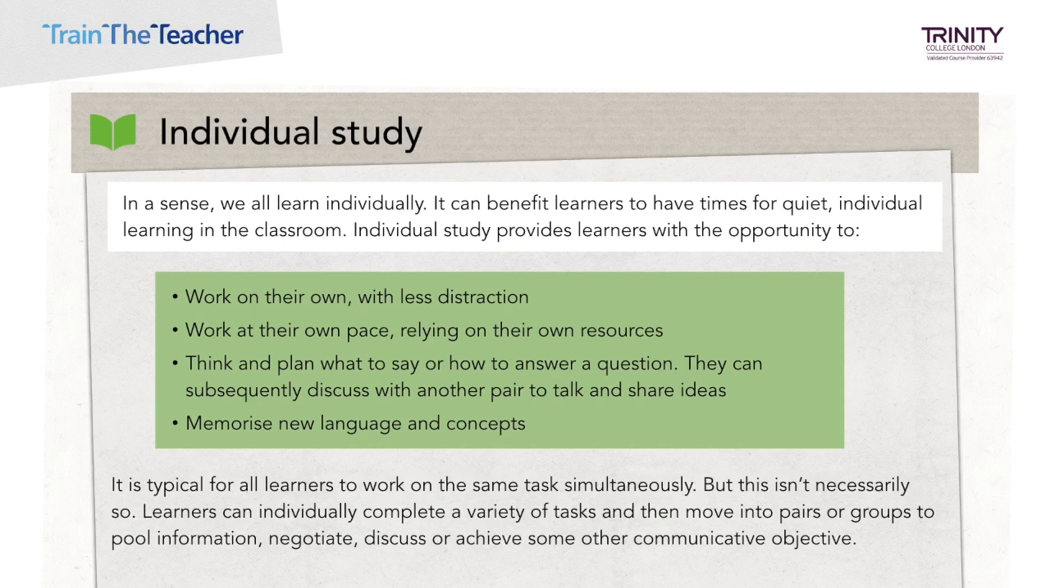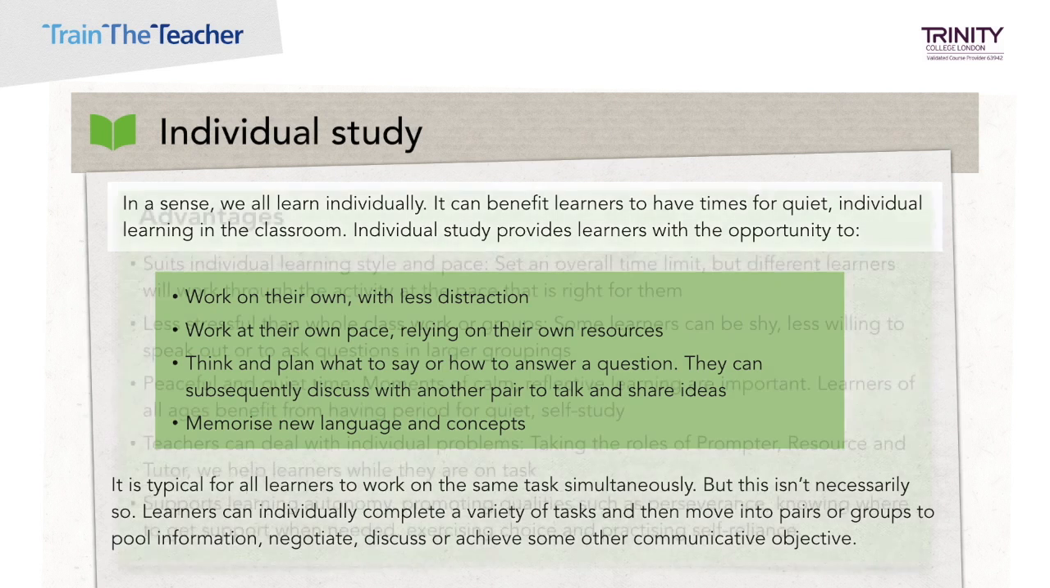It's typical for all learners to work on the same task simultaneously, but this isn't necessarily so. Learners can individually complete a variety of tasks and then move directly into pairs or groups to pool information, negotiate, discuss, or achieve some other communicative objective.